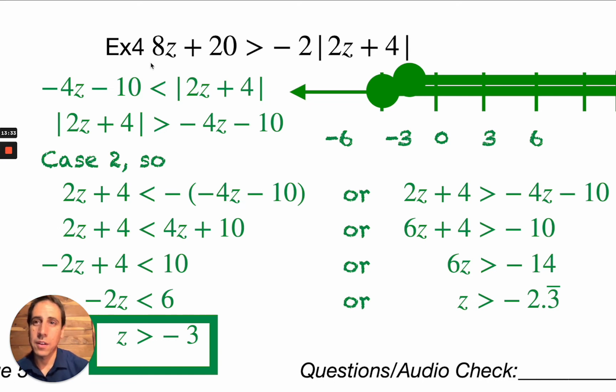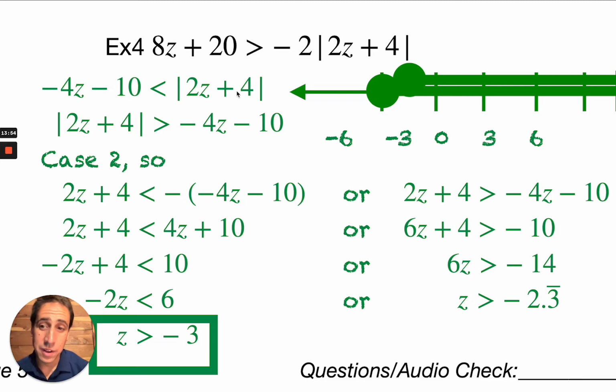And so then we divide all the terms on both sides by -2. 8z divided by -2 is -4z. Positive 20 divided by -2 is -10. So it's -10 right here. Dividing both sides by a negative number, gotta flip the sign. Used to be greater than, now it's less than. And so we have this right here.